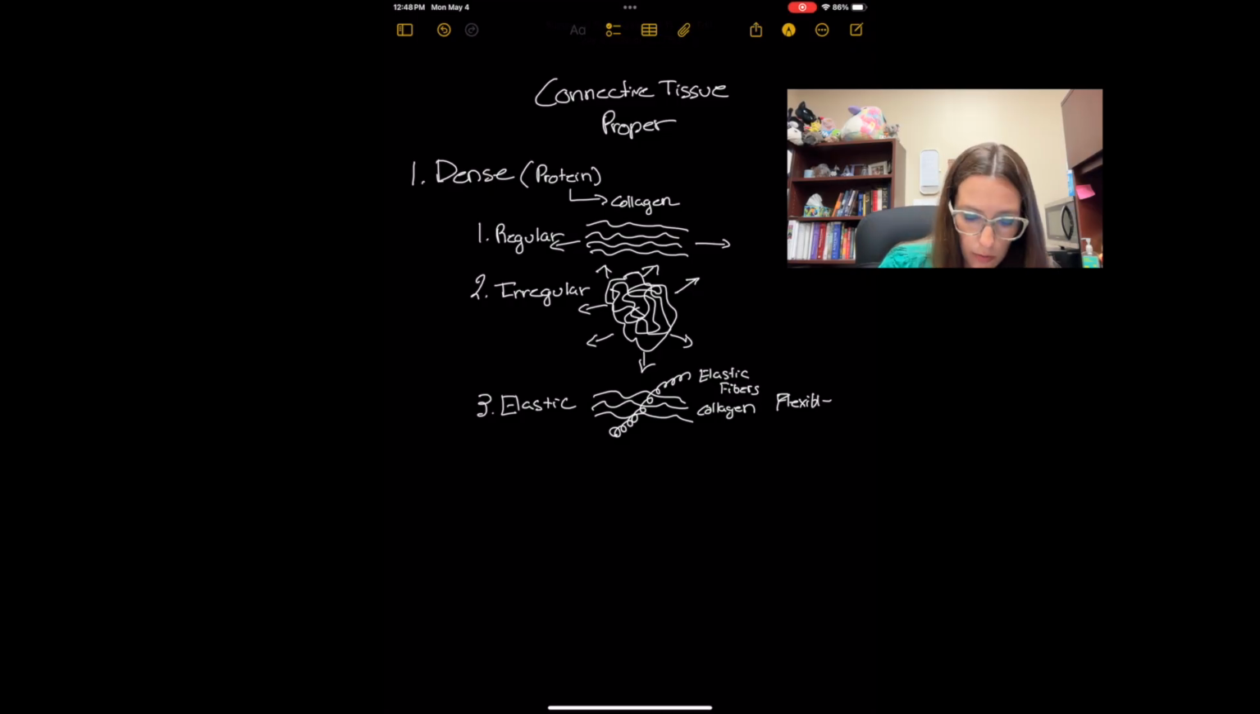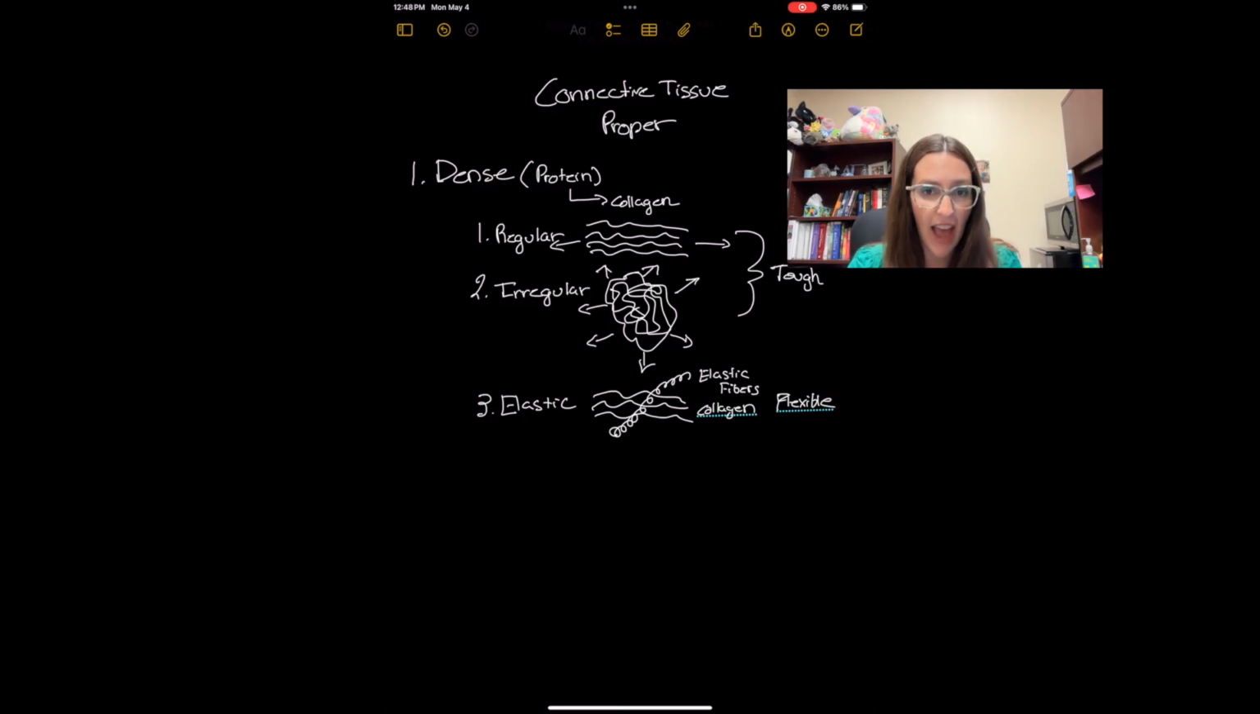So while these two are much more tough, there's more flexibility in this tissue. I do want to point out that these connective tissues still have flexibility. It's just they're not nearly as flexible as the elastic tissue.